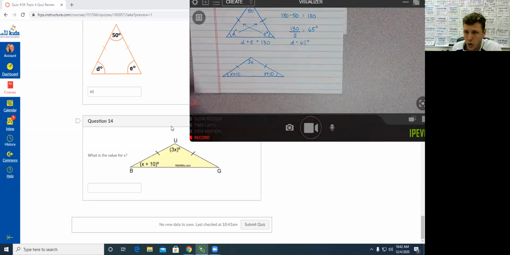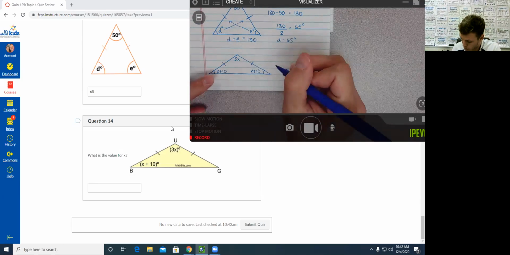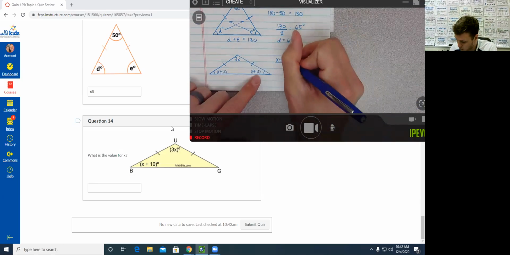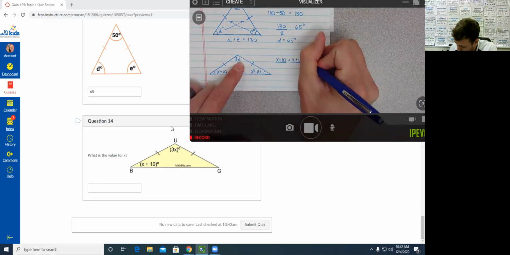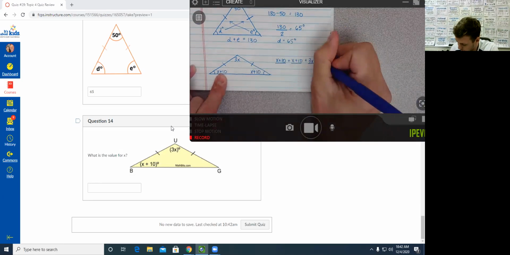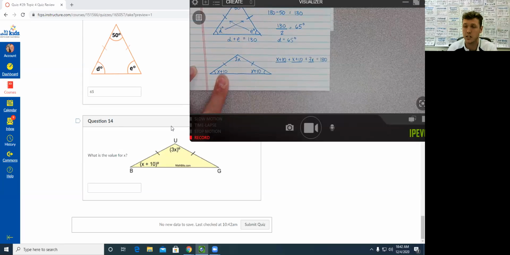Okay, so we don't know any specific measurement for those angles. What we do know is an expression for each of them, right? So if I solve for x, we also know that all three of these add up to 180 degrees. So what I'm going to do is take x plus 10, right? That's the first angle. I'm going to add it to x plus 10, the second angle. And then I'm going to add that to 3x, which is the third angle. If I add all three of those expressions together, I get 180, okay? Because that's how many degrees all three angles need to add up to.